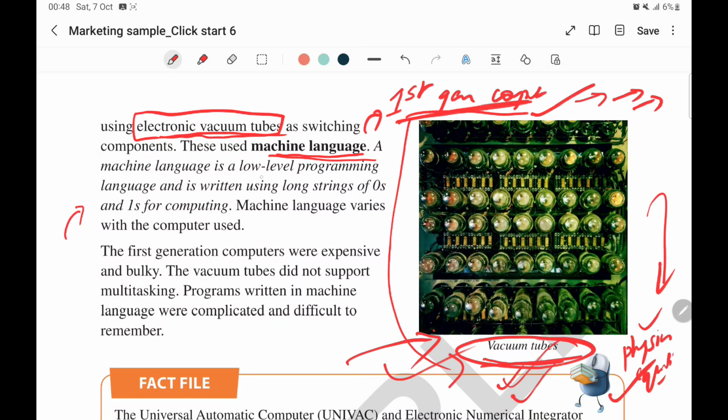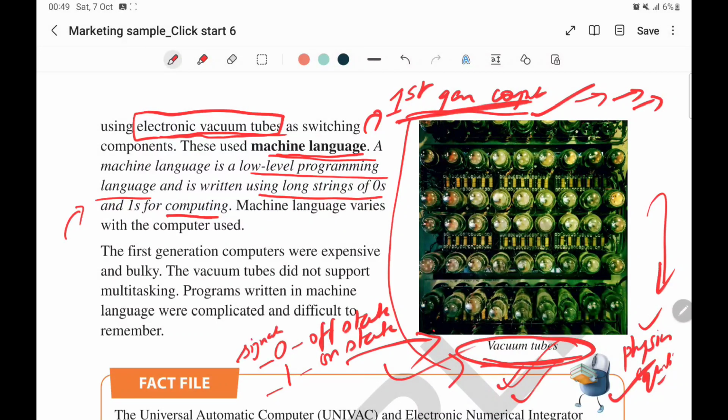It is a kind of low level programming language. This type of language was a low level programming language, and it was written in the form of 0 and 1 for computing things. It means the signals were like 0 and 1. 1 means on state and 0 means off state. So these are kind of signals.